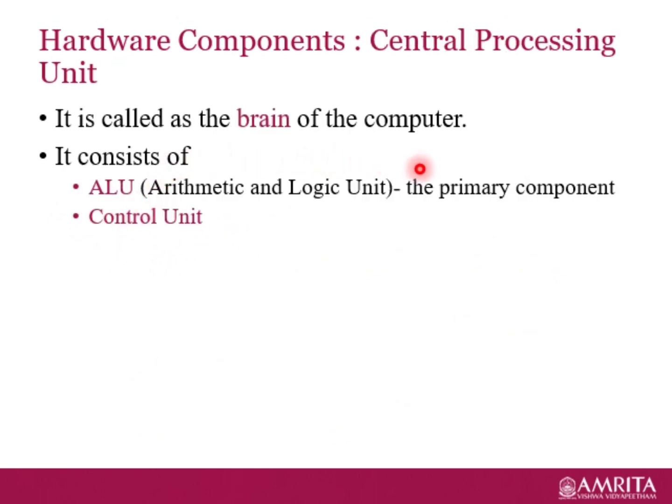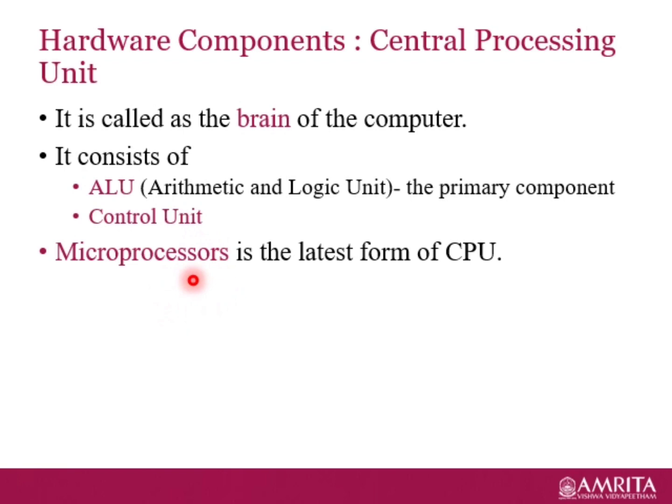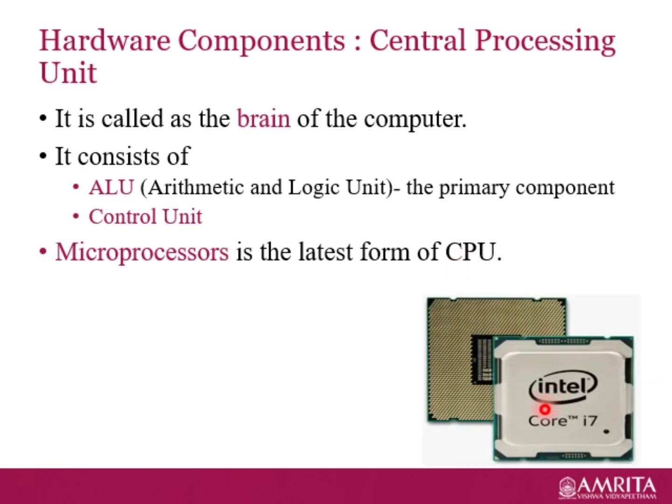The most important hardware component of a computer system is the CPU, which is central processing unit. It is also called the brain of the computer. It consists of the arithmetic logic unit, which is the primary component, and also contains the control unit. The microprocessors available in today's machines are the latest form of CPU, like the Intel Core i7, i5. So these are all examples of CPU in the latest computers. This small chip itself contains the arithmetic logic unit, control unit, and some internal memory.